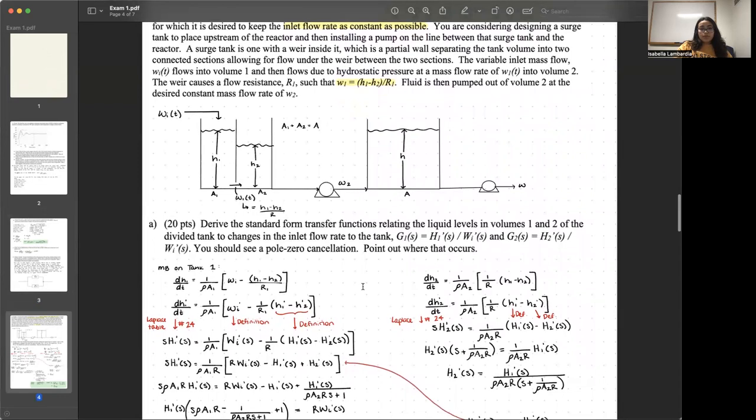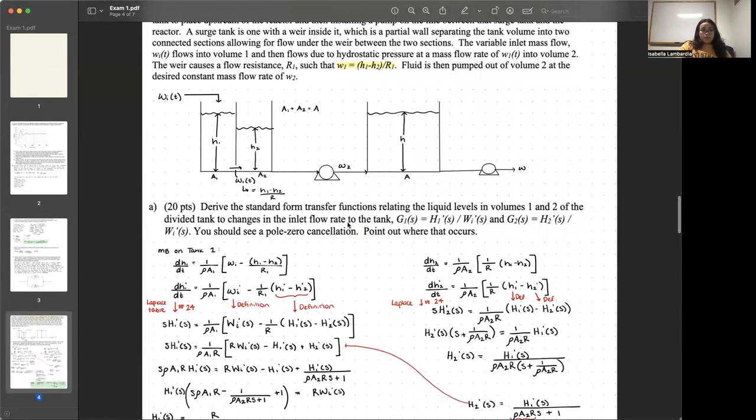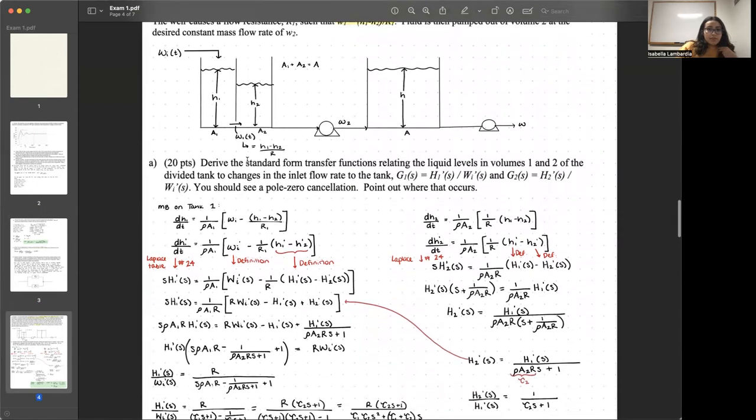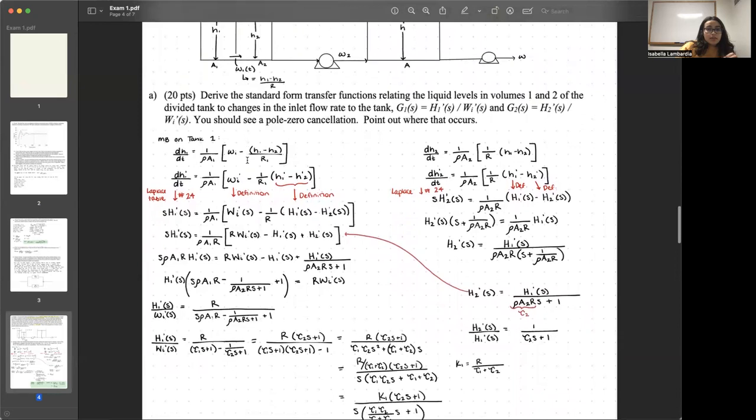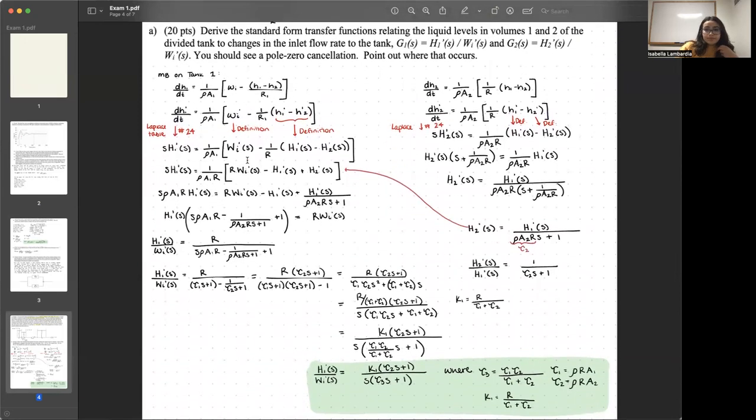For problem 2, we're dealing with two tanks in series. And one of them is a surge tank, so there's a weir. I do just want to point out that the flow rate through the weir is not constant. It is dependent on H1 and H2. The inputs to the system are mass flow rate, and our outputs are height 1 and height 2.